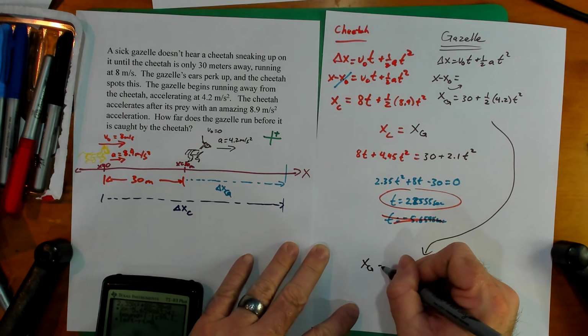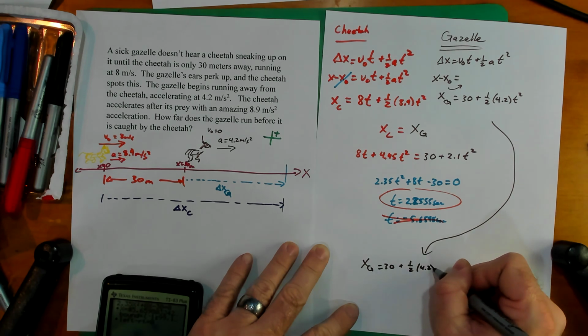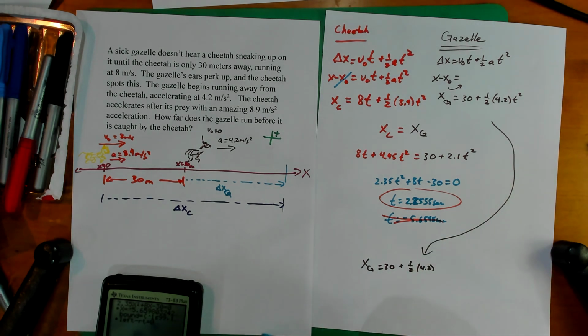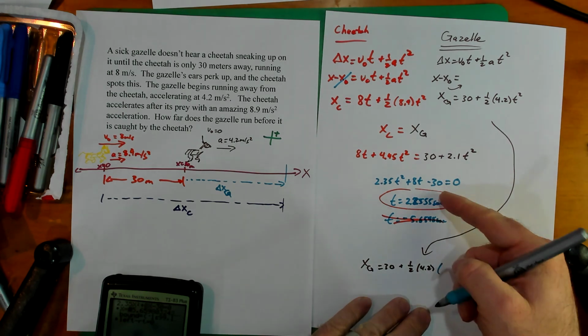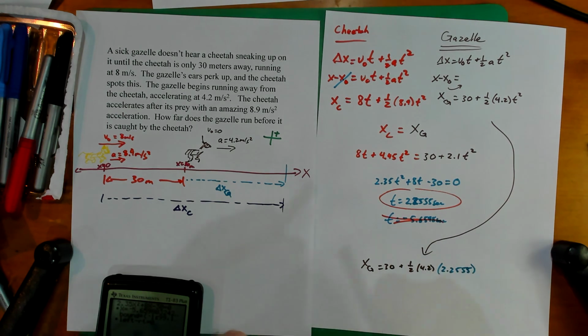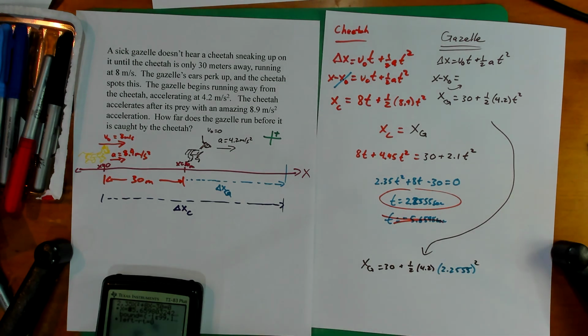Position for the gazelle, 30 plus 1/2 of 4.2 T squared. Where it says T, that's where I'm putting in 2.2555 seconds. I'm just carrying a lot of extra digits here. I would round at the end for my final answer. Anyway, I can put in those values when I solve this in my calculator.